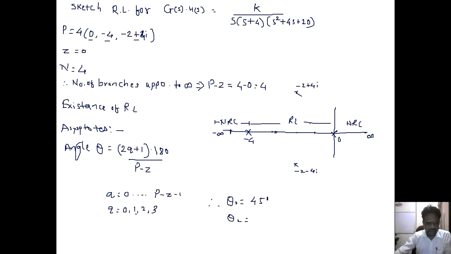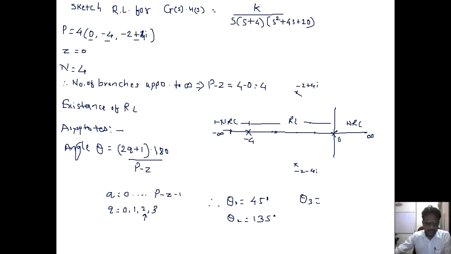Now put q is equal to 1. So 2 into 1, that is 2 plus 1, 3. 3 into 180 divided by 4. 3 into 180 by 4, if you calculate on calci, you will get 135 degree.